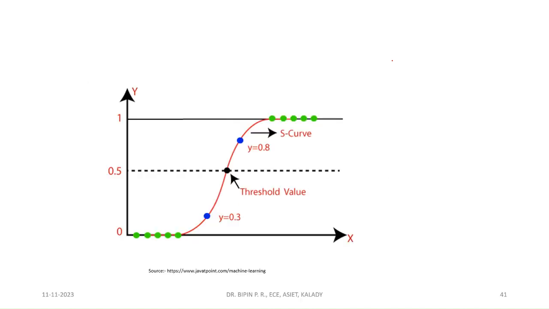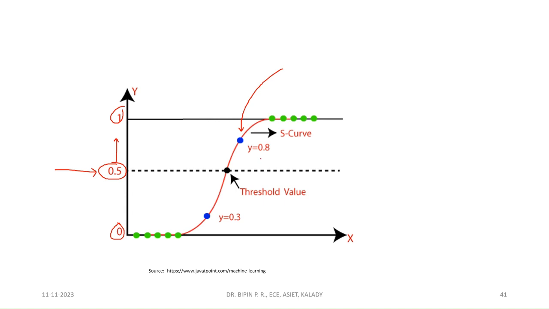Now, here is another illustration of the S-shaped curve. For classification purposes, we should have a threshold value. All the data points above the threshold will be classified as class 1, and those below the threshold will be classified as class 0. For that purpose, we should have a threshold, typically 0.5.